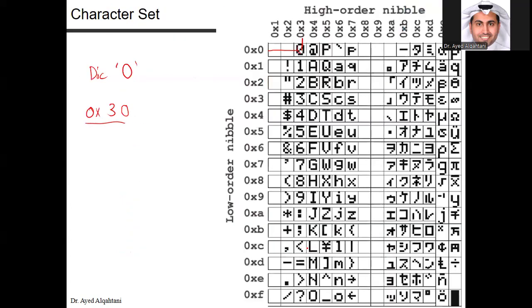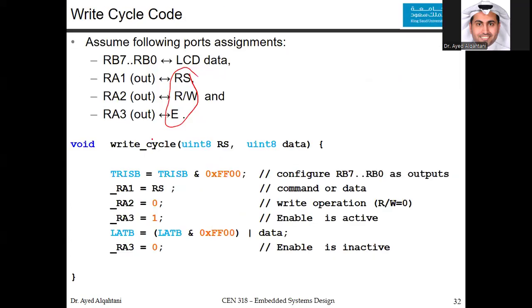So just for this code, we chose RS to be RA1, R/W to be RA2, and the enable to be RA3, and the LCD data from RB0 to RB7. This is our assumption for programming this code. And you need also to change the data in the interface based on your choice here. Now, for the write cycle, it has two arguments, the data and the RS. The RS to indicate that it is data, you should give it 1 here. And the data, this is the data that you want to write.